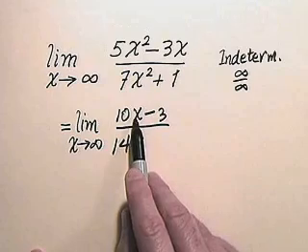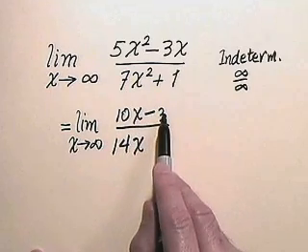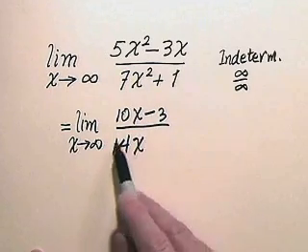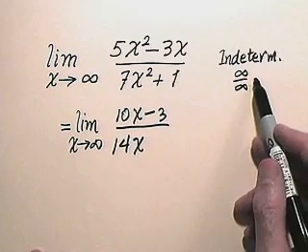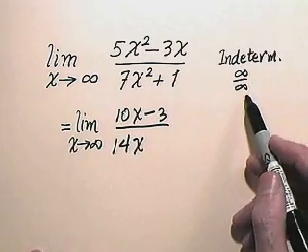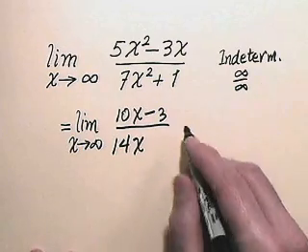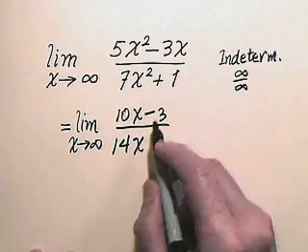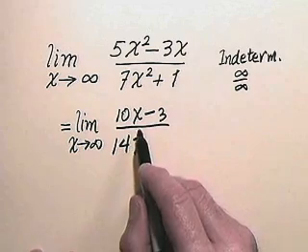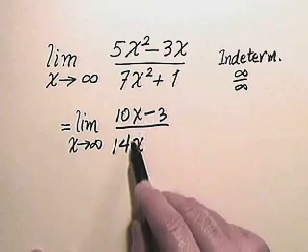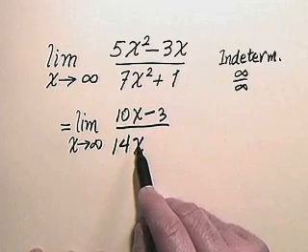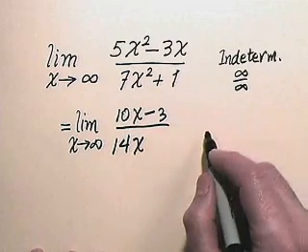Notice as x becomes infinite, the numerator still becomes infinite and the denominator still becomes infinite. And so we still have this indeterminate form, infinity over infinity. And so L'Hopital's rule says if this limit exists, then it equals the result of what we would get by differentiating the numerator and denominator again separately. So let's do it again.